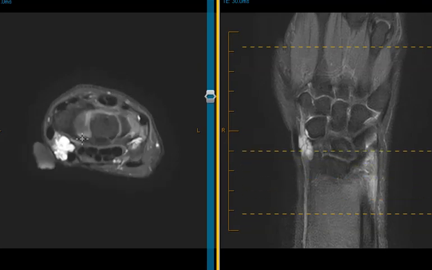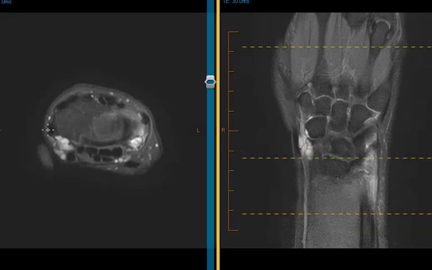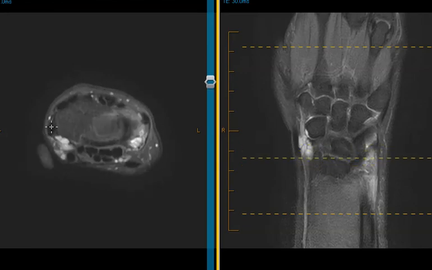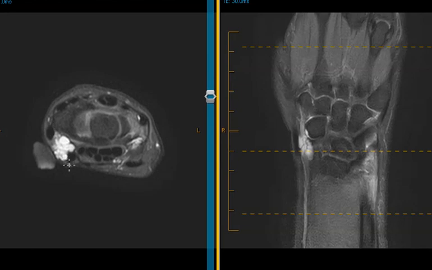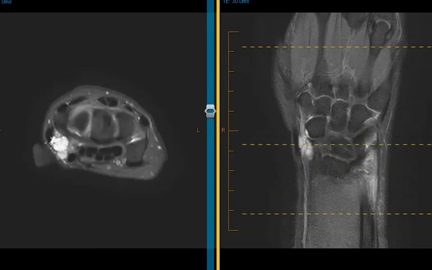But that's it. So the main finding is just a prominent ganglion cyst right where the physician thought it should be. This is the abductor pollicis longus and extensor pollicis brevis tendons kind of combined together into a glob here. This is the flexor carpi radialis tendon here. There's a ganglion cyst in between.